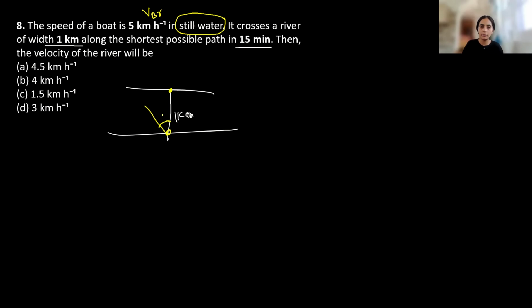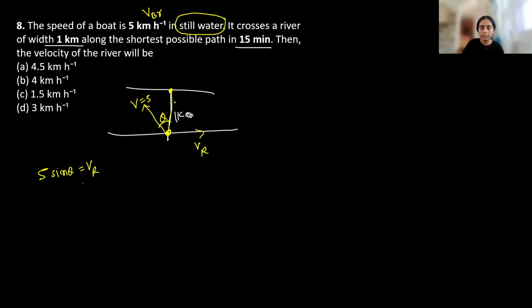So okay, let us call this theta. So let us take it as B. This is VBR basically. So this is 5 units. Okay. And this is theta. And this is your VR, that we don't know. So clearly you can see here that 5 sine theta should be equal to VR. Then only it will be able to take the shortest possible path. Then only it will have only vertical component of velocity.